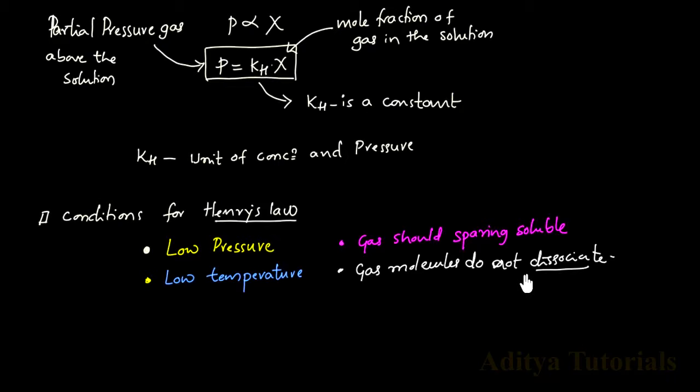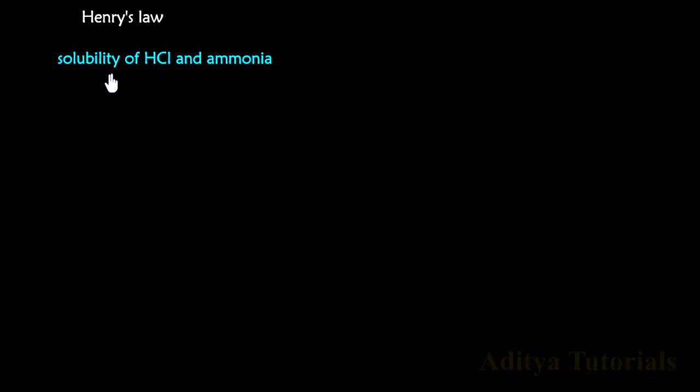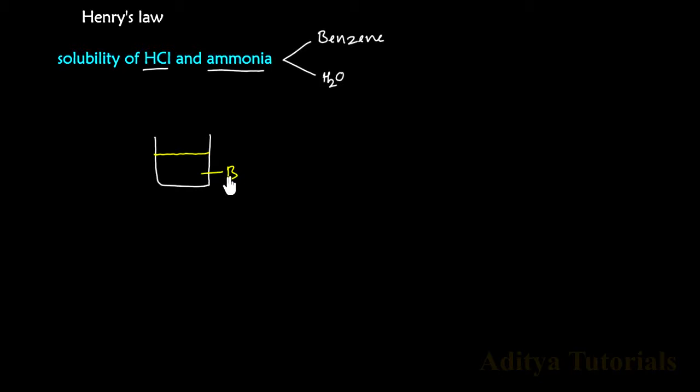Let's move to one particular observation: Henry's law applicable for HCl and ammonia. Here is one important observation of Henry's law for the solubility of HCl and ammonia in two options. On one side we take benzene and on the other side we take water. We'll see what happens. Assume that this is a container, and in this container we have taken the benzene. This is the layer of the benzene. Here I write, this is benzene.